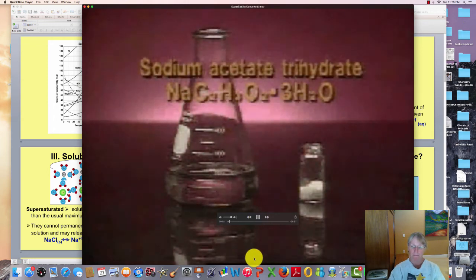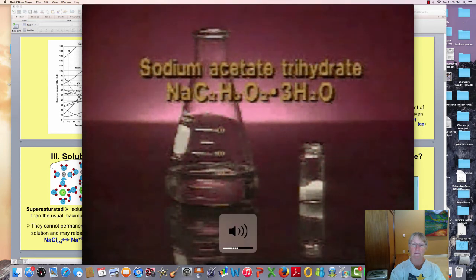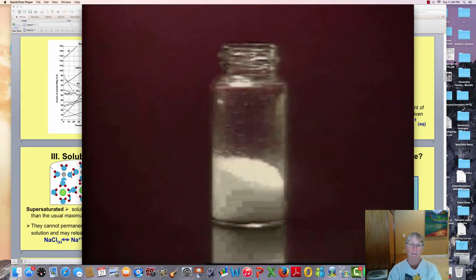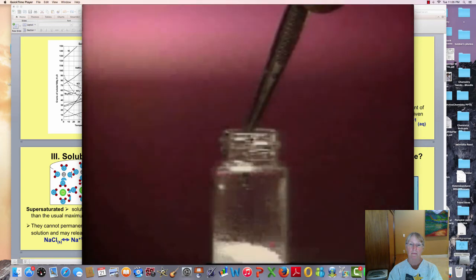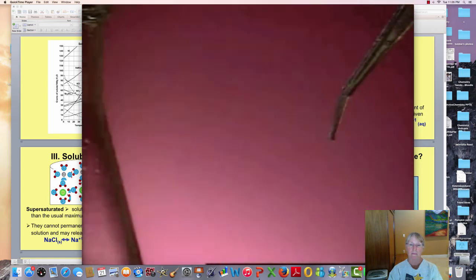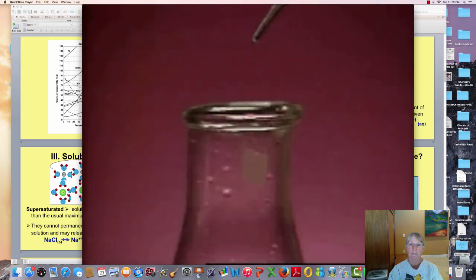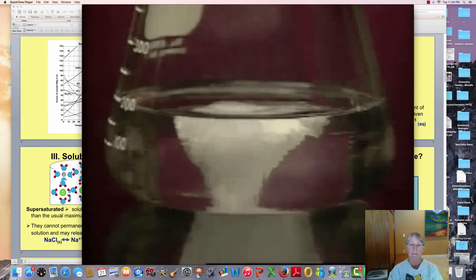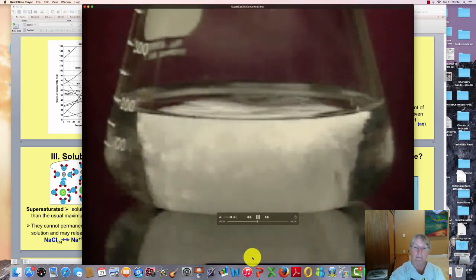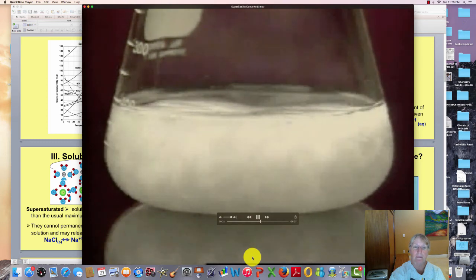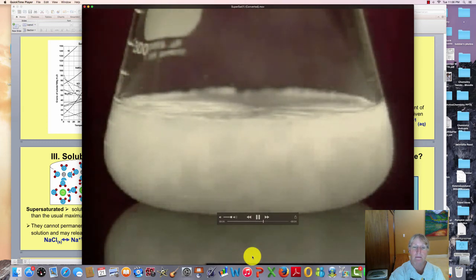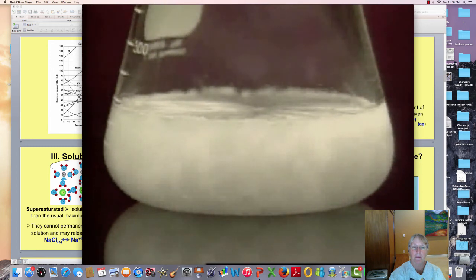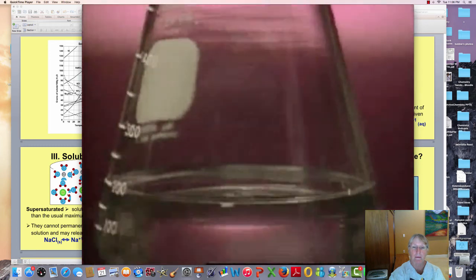The flask contains a supersaturated solution of sodium acetate in water. A small crystal of sodium acetate will be added to the solution. Focus your attention on the portion of the solution to which the crystal is added. Here is the process again in slow motion.